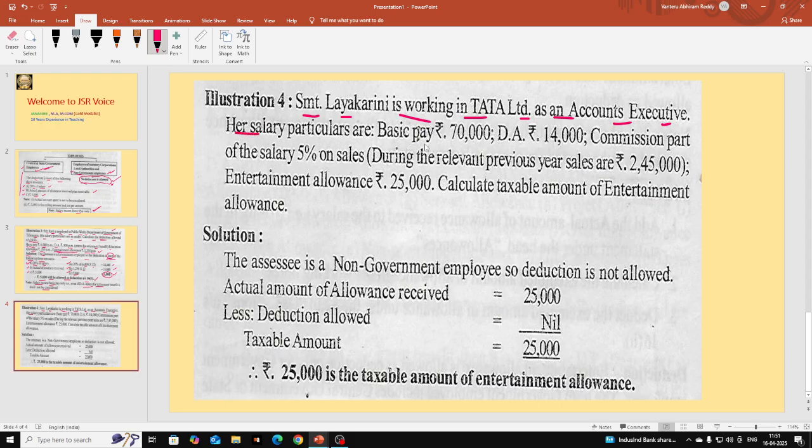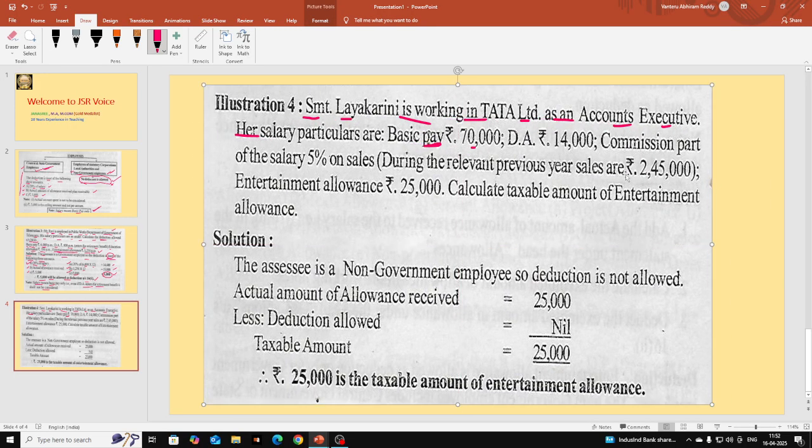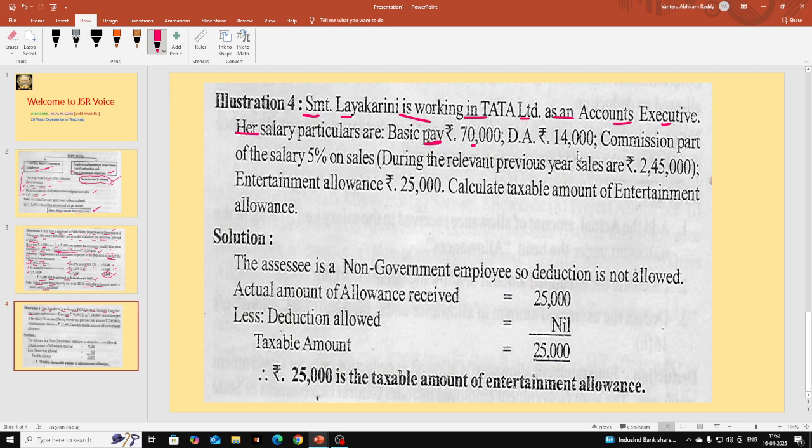Her salary particulars, basic pay 70,000 is given. Here they did not mention per month. If they don't mention per month, it is for 1 year, students. You have to remember that. If they mention for 1 month, you should multiply by 12 while solving. But 70,000 they mentioned, so that is for 1 year. DA 14,000 is also for 1 year. And next, commission, part of the salary, is 5% on sales. Sales are 2,40,000. Whenever we calculate this, 2,40,000 into 5 by 100, we will get the commission amount.